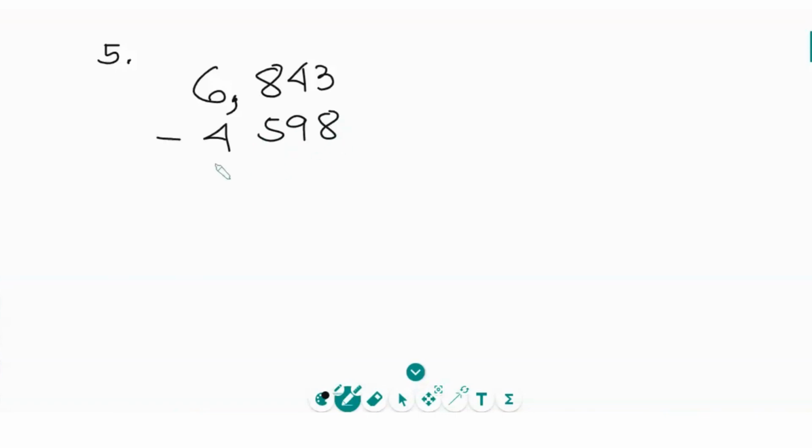Now let's move on to number 5. So for number 5, we have here 6,843 minus 4,598. Okay, so 3 will become 13. So 13 minus 8 will give us 5. Okay, and 4 will become 3 because we borrowed 1 from 4 to make 3 13. Now this time we need to borrow again 1, so 8 will become 7 and 3 will become 13.